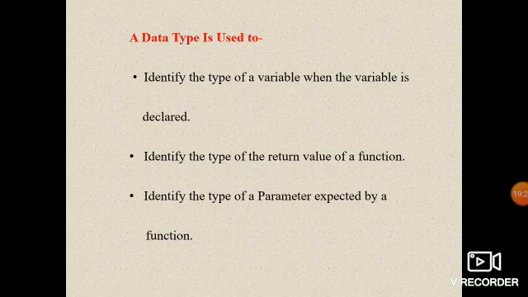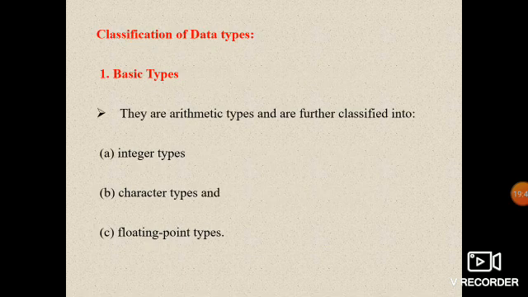When the variable is declared, we can identify what type of variable it is. Next, when we are returning a value from the function, at that time we can identify it. And when we are passing parameters in the function, at that time also we can identify the type of variable.